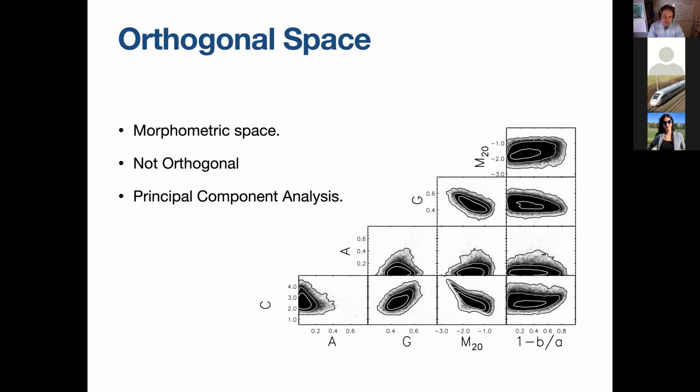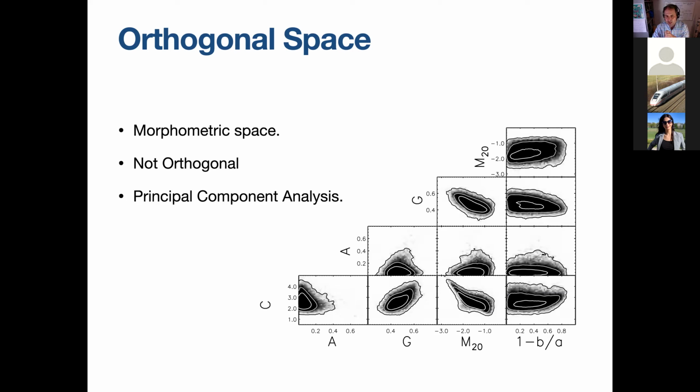However, this parameter space is far from orthogonal, right? So these two different people came up with two different classification schemes. So concentration and Gini are not orthogonal. If I make a galaxy more concentrated, the Gini changes as well. And if I make a galaxy more asymmetric, its M20 tends to change as well. So these things are not one-on-one correlations, but they definitely know about each other. So it's not an orthogonal parameter space.